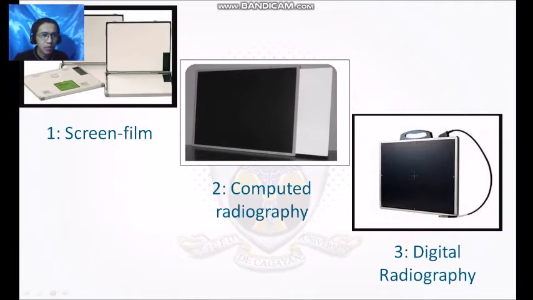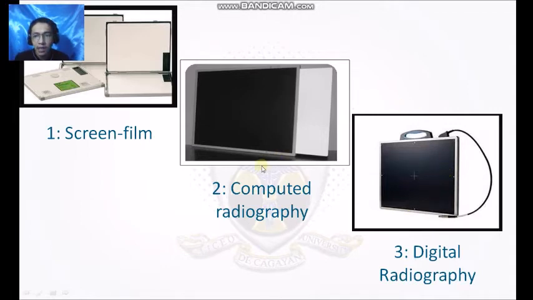Okay, sorry, my camera was blocking it. Okay, so this is our typical screen film cassette. And then this is for computed radiography. We commonly call this the imaging plate. And then this is the digital radiography imaging plate, or digital radiography image receptor. Okay, so these are our image receptors.